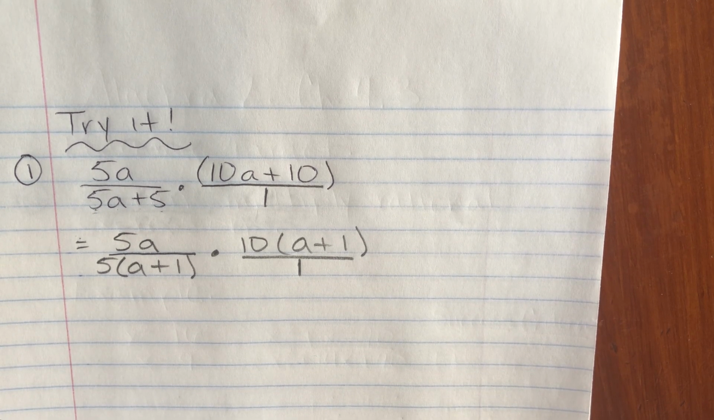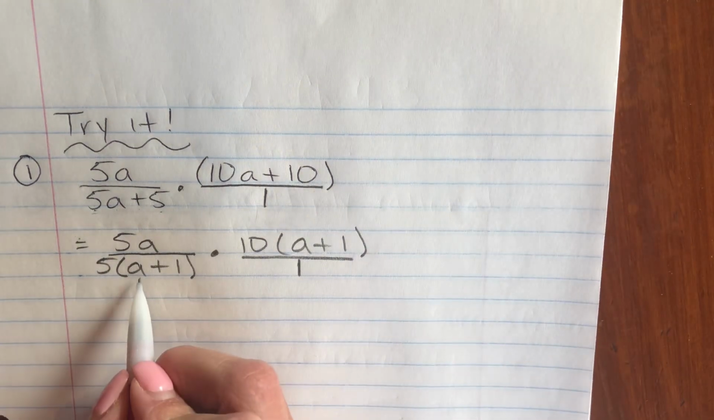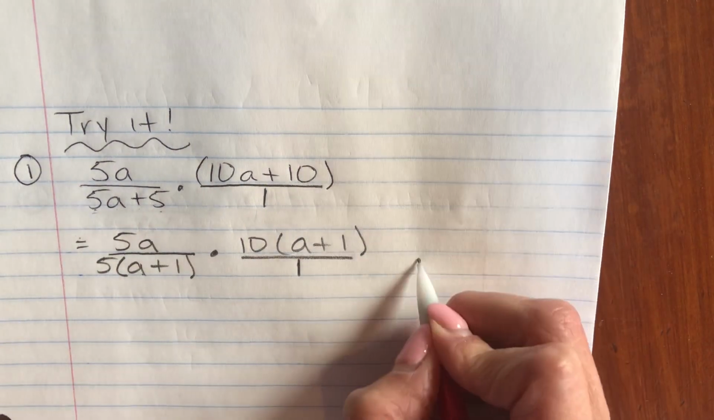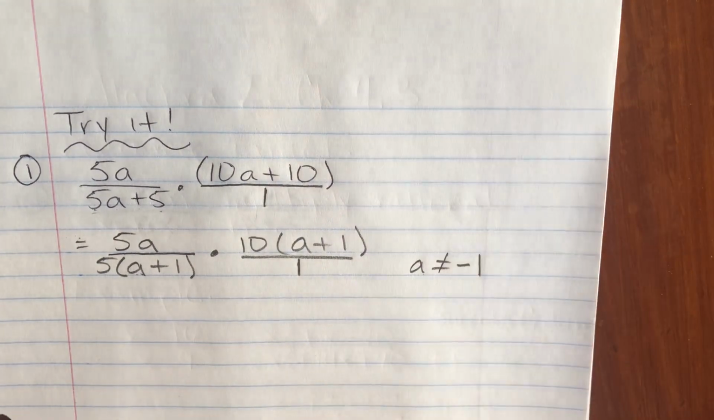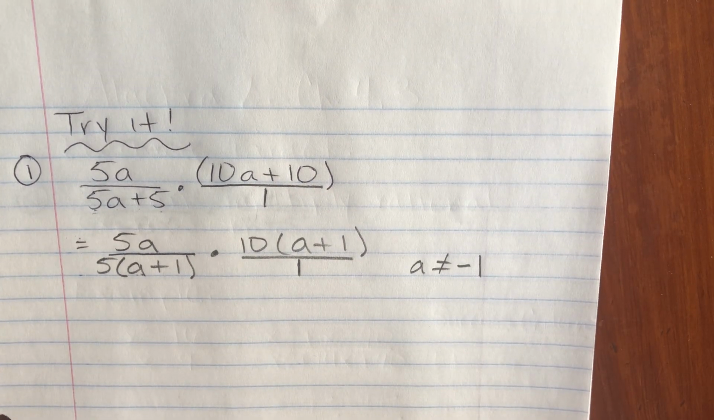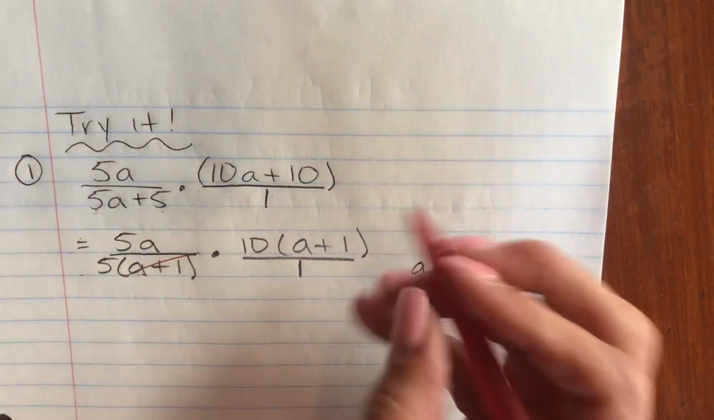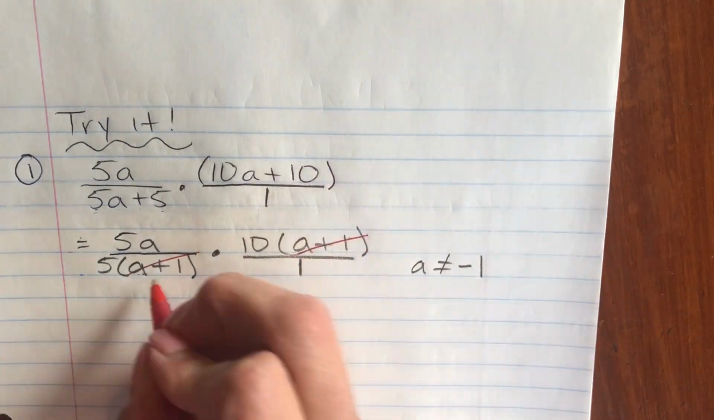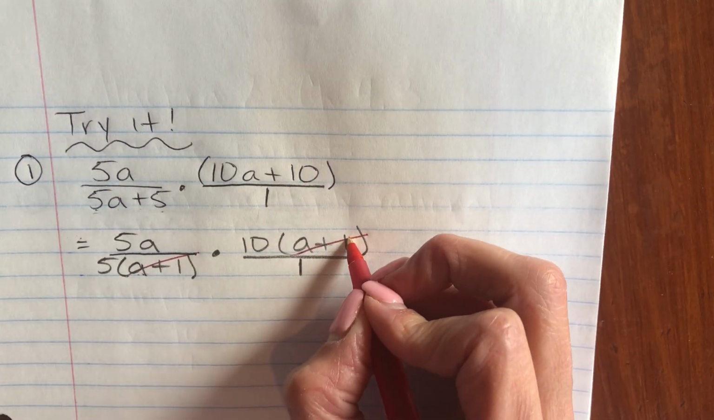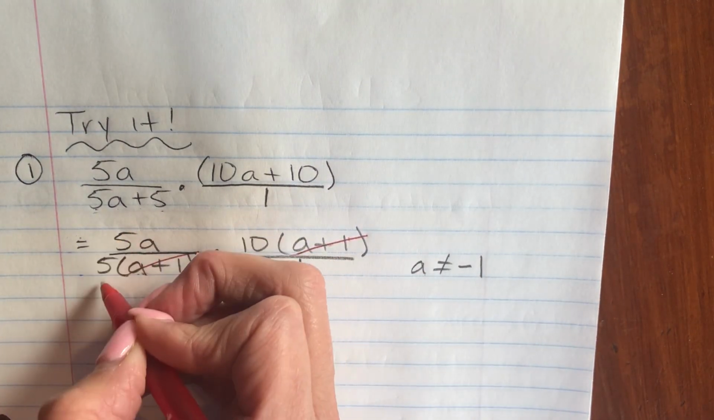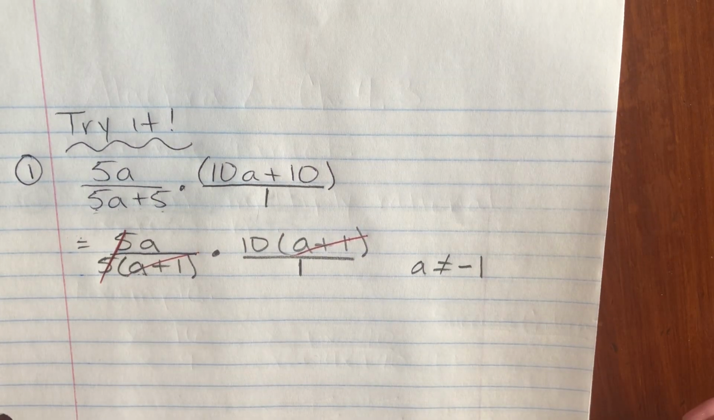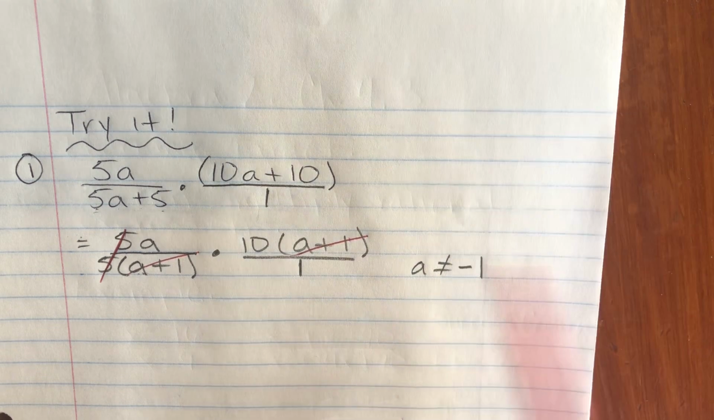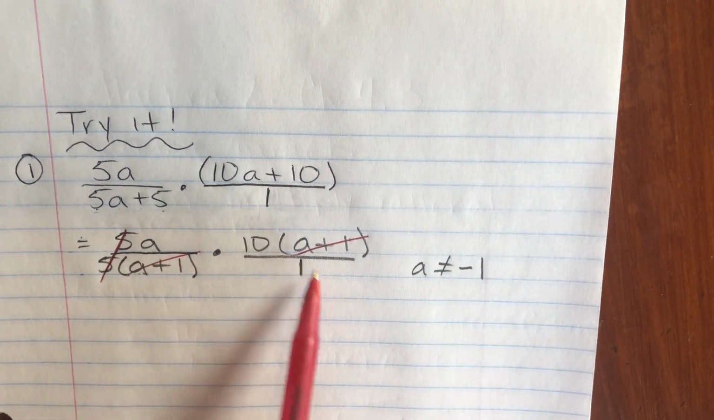Now I'm going to state the domain. So a cannot be -1. That's a domain. Now I'm going to simplify. I can simplify across diagonally here, and then I can also simplify up and down these 5s. These cancel out as well. So I'm left over with this a, this 10, and this 1.